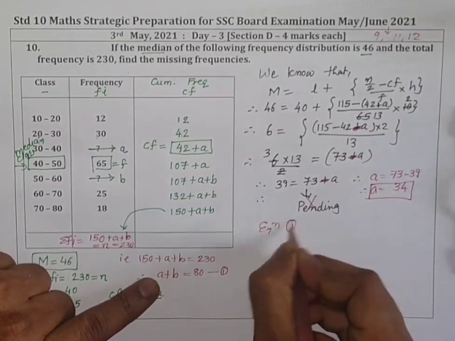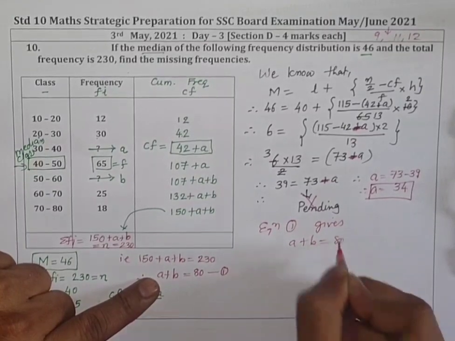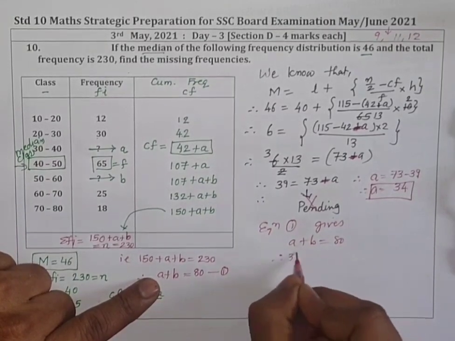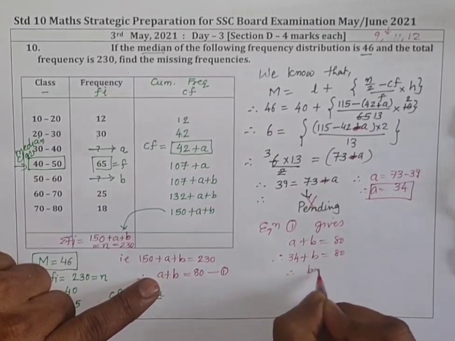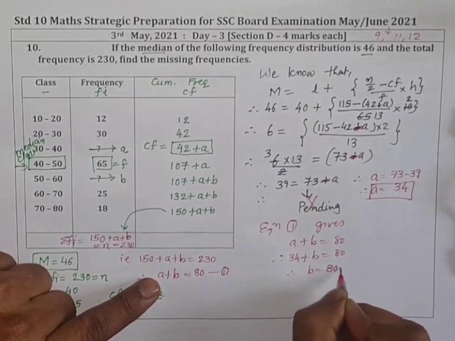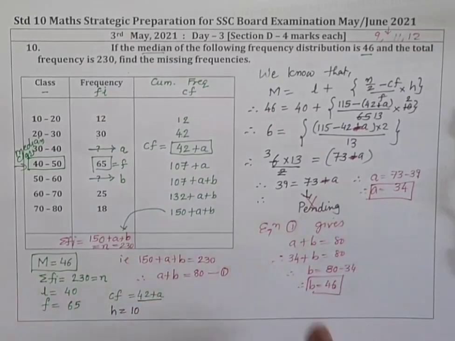So equation 1 gives, alright, A plus B is equal to 80. Put the value of A. 34 plus B is equal to 80. So therefore B is equal to 80 minus 34, and therefore B is equal to 46. So A is 34 and B is 46.